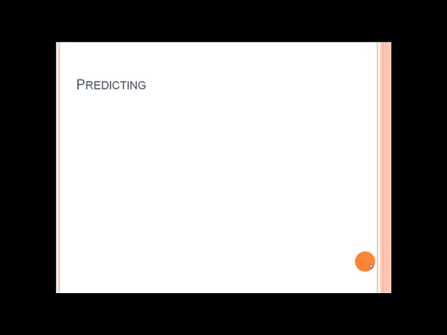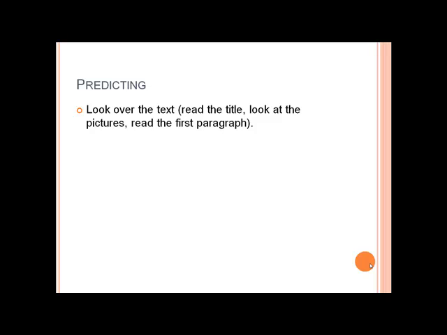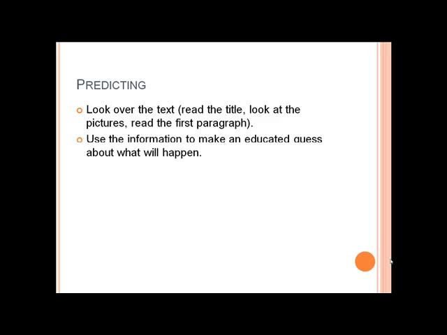The first strategy is predicting, and it is something you do mostly before you read. You can also do it during your reading, but for short text especially, you predict before you read everything. So what you do is preview the text first, which means read the title, look at the pictures, and read the first paragraph. And then you use that information, plus whatever you already know about the topic, to make an educated, so a thoughtful guess about what it's going to be about or what will happen.